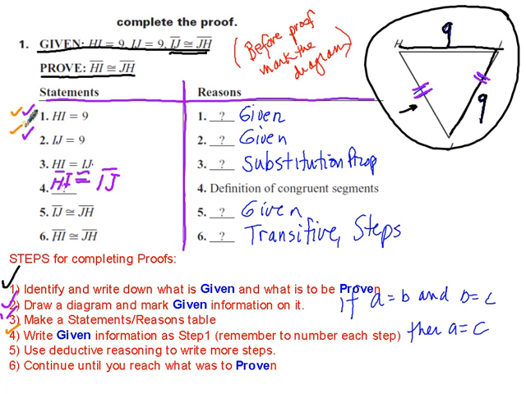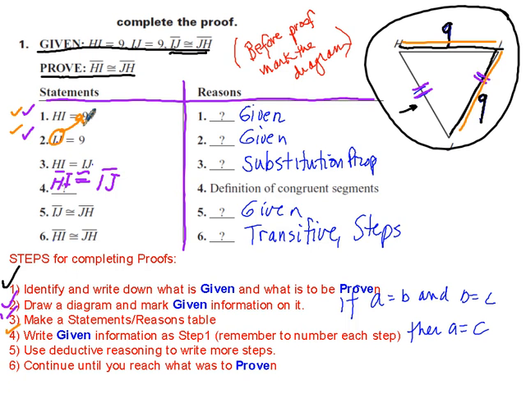Then we move in and we say HI is equal to IJ. Well, HI, that's right here, is equal to IJ. That is by the substitution property. HI is equal to 9, and we can go ahead and stick IJ in for 9 because they're both equal to 9. So that's the substitution property.